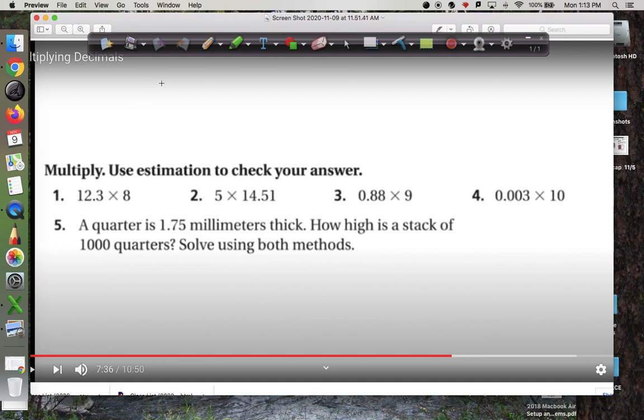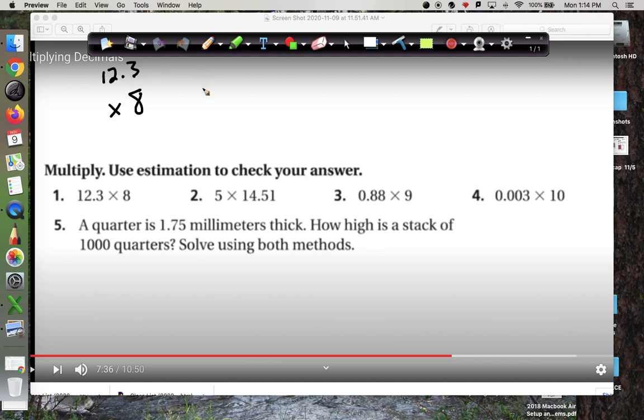So let me do each one of these for you. So we'll start with 8 times 12.3. So that's going to be 8 times 123 and multiplied by 10. That's 984. I'm going to divide that answer by 10 to get 98.4.